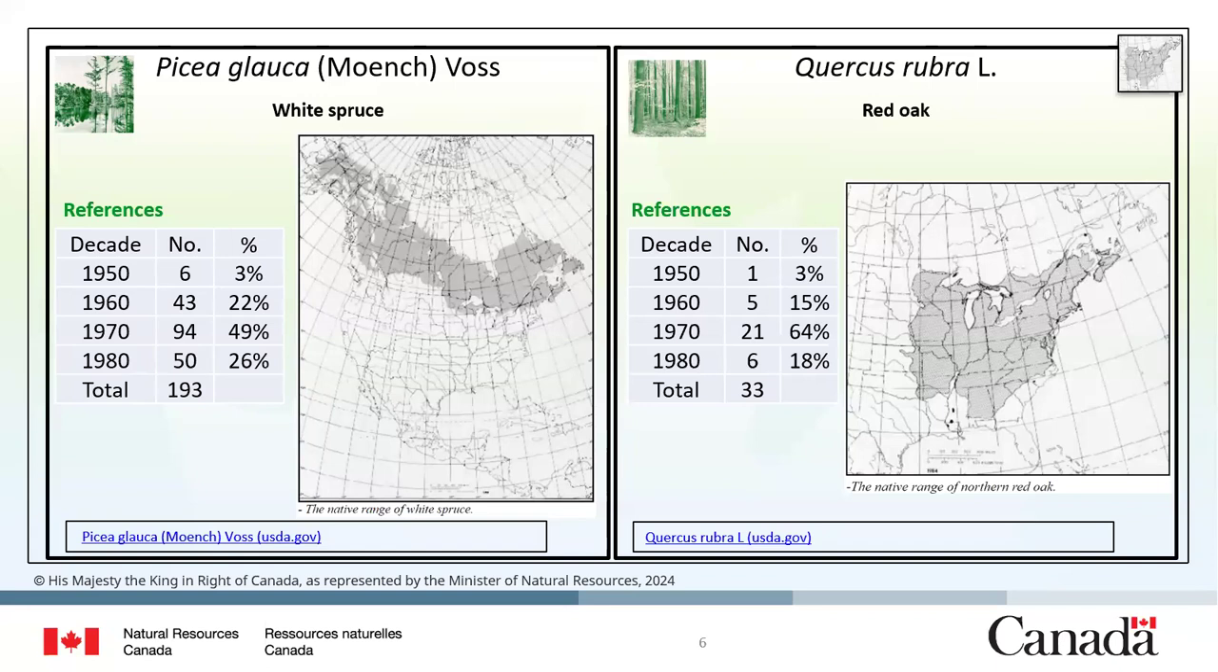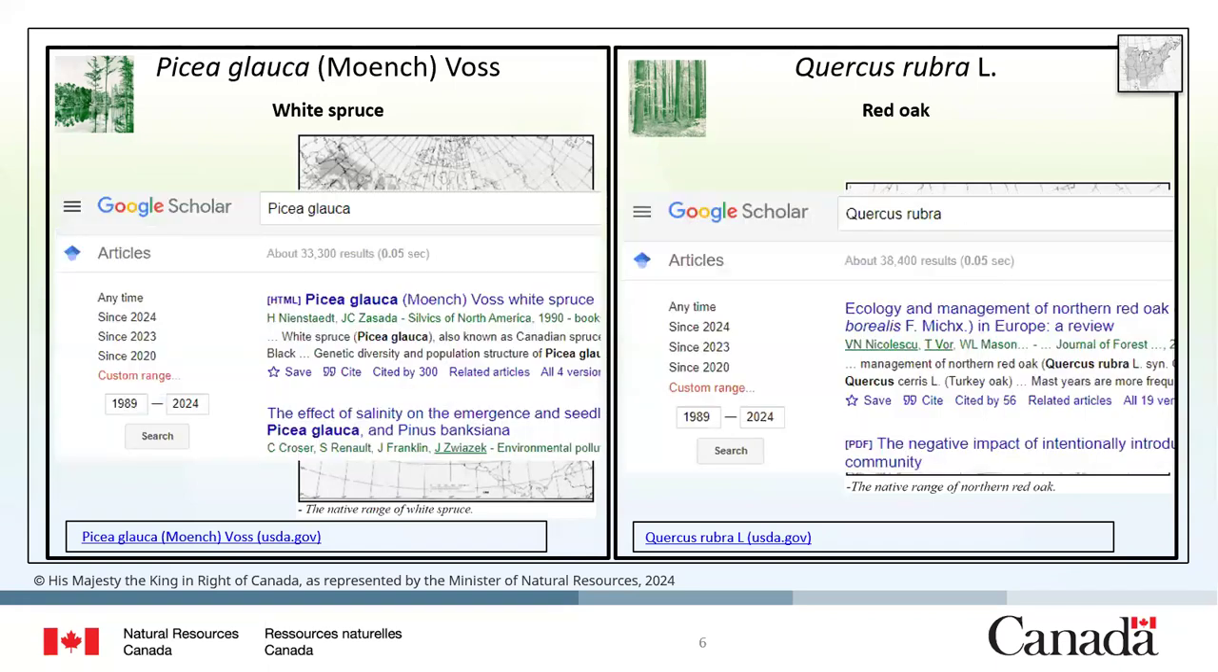For this species, prized by forest industry, nearly 3/4 of the references predate the 1980s. For red oak, the chapter presents only 33 references, of which almost 20% were in the 1980s. A quick Google Scholar search has yielded more than 33,000 results for each species since 1989. And it's fun to see that the first one that comes up for the white spruce is the Silvics itself.